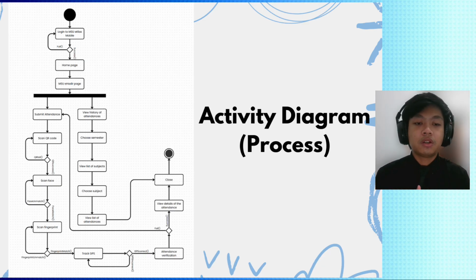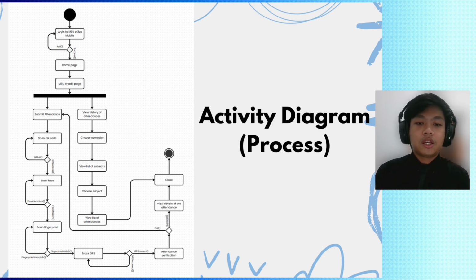Then the system will proceed to the GPS tracking. If the GPS is incorrect or does not match the pattern or the algorithm, then the mobile app will keep tracking the GPS until it is correct. If it's correct, then the system will verify the attendance.